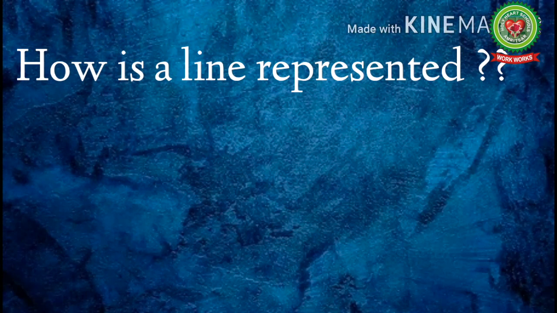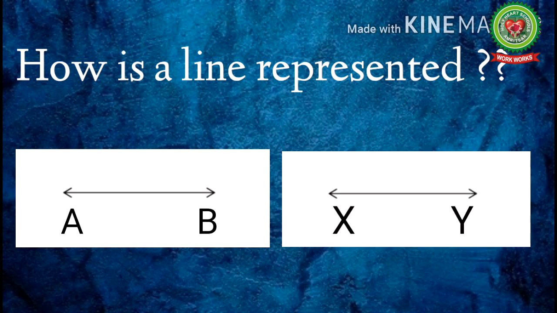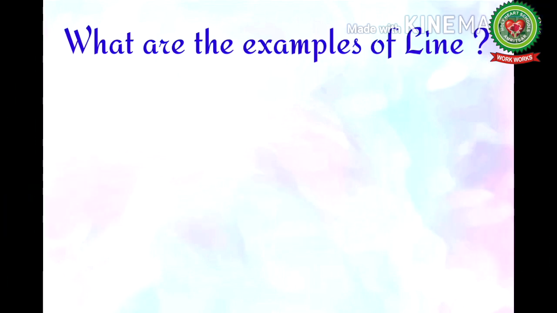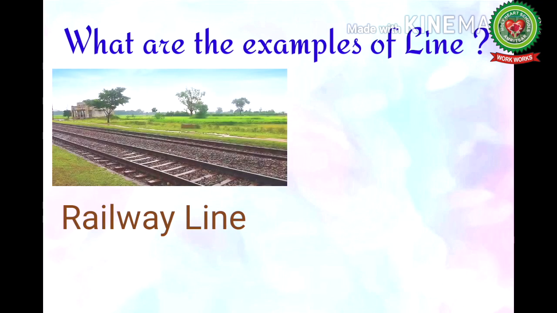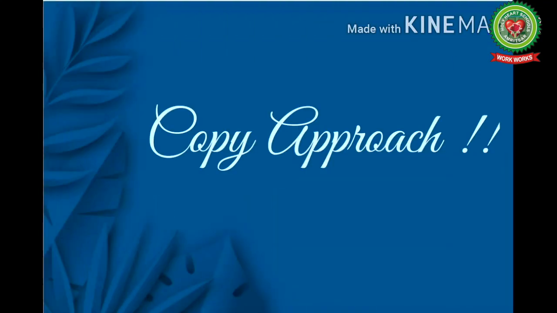Now we will see how is a line represented. Children, it is represented as the figures given below. Next, we will see what are the examples of line. Railway line and road because they have no starting and no ending point.